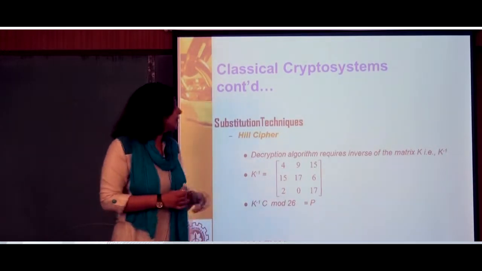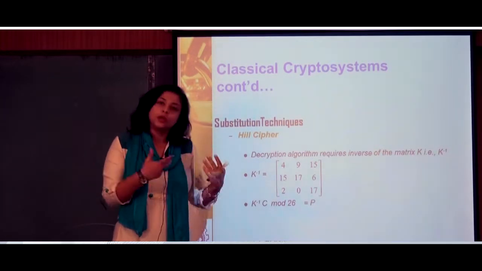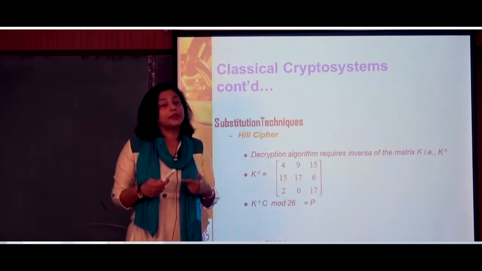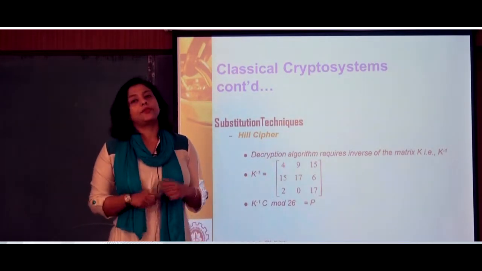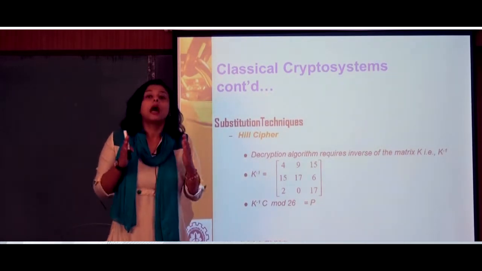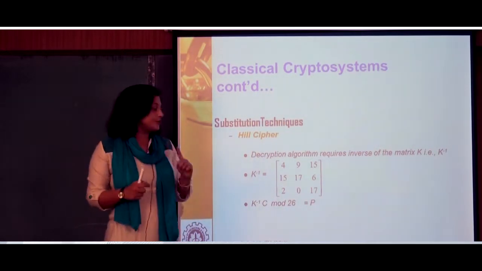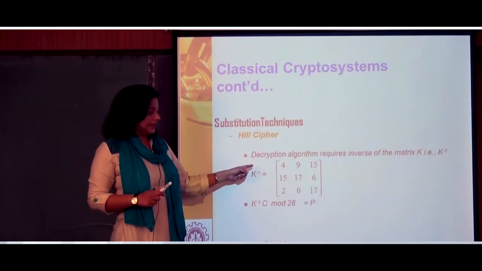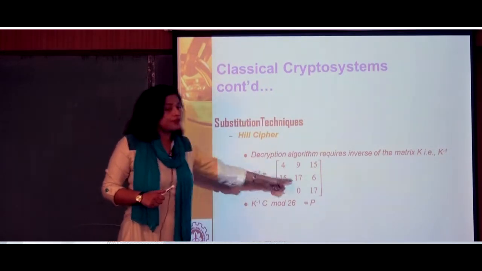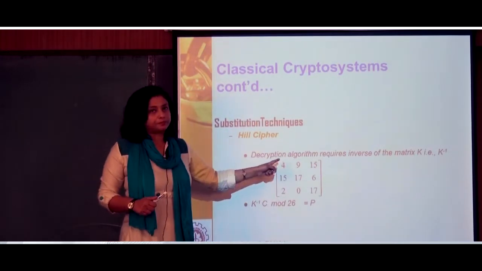Now let us go to the decryption algorithm. How will the receiver decrypt it back to PAY? For the decryption algorithm, you have to take the inverse of the key matrix that has been given to you. I hope all of you are aware of how to find the inverse of a matrix. Following that procedure, you can find the inverse of the matrix K that has been given, as follows. This will also be a 3 by 3 matrix.